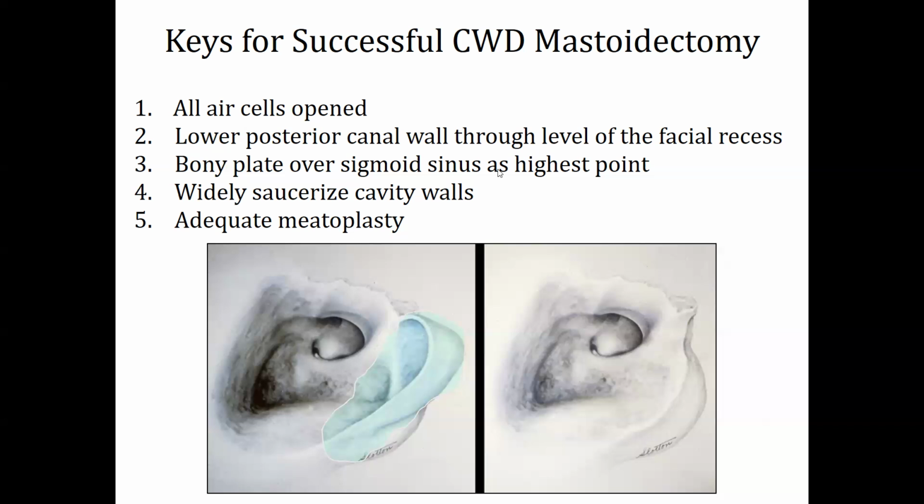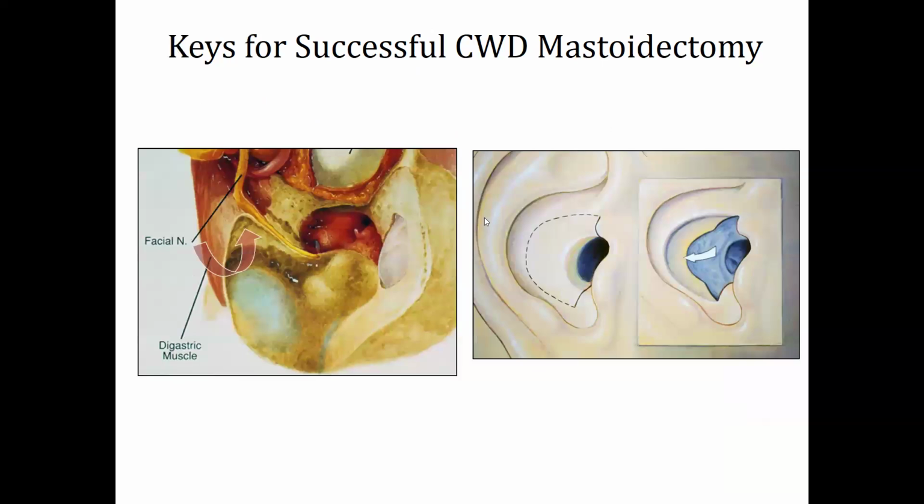And then a large meatoplasty. This is just an example of how we do the meatoplasties. To do an adequate meatoplasty, you have to remove cartilage. Okay, so Lempert incisions, lift the flap, and remove all this cartilage, and then this will heal back. If you don't remove the cartilage, it will restenose.